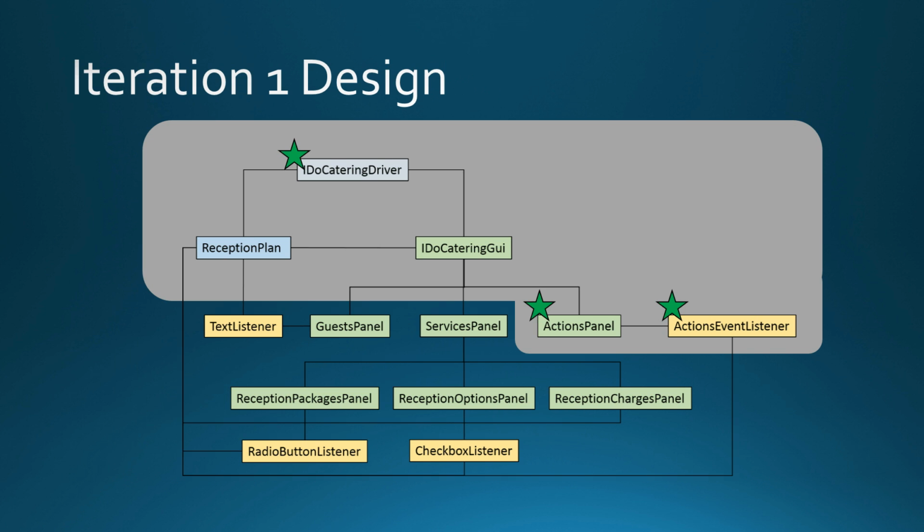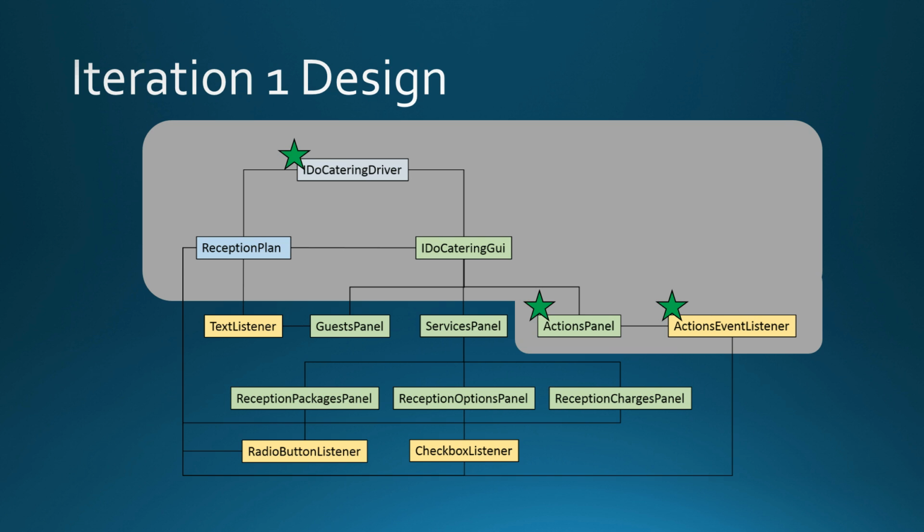What you see here is the overall design of the project, and I have shaded in the portion of the design we're going to address in iteration 1. So in iteration 1, we are going to create 5 classes. We're going to create 2 of the view classes, iDoCater and GUI, the Actions panel, 1 of the controller classes, the Actions Event Listener, the model class, reception plan, and our driver, the iDoCatering driver. That's where the main method's going to be.